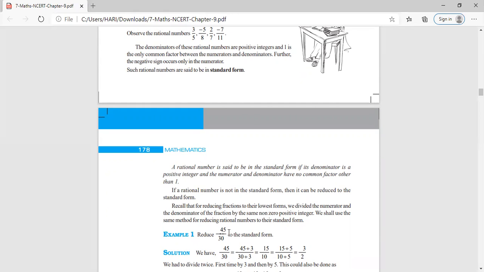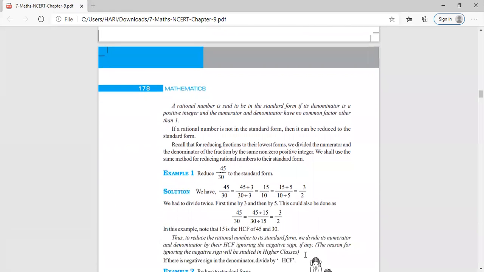Now we have to find the reduced form. You know 45 and 30 both are multiples of 15. 15 3s are 45 and 15 2s are 30. So minus 45 upon 30 in reduced form we can write as minus 3 by 2. Here it will be minus 3, minus 3 by 2, and it is in the standard form. The denominator is positive and the fraction is in the simplest form.